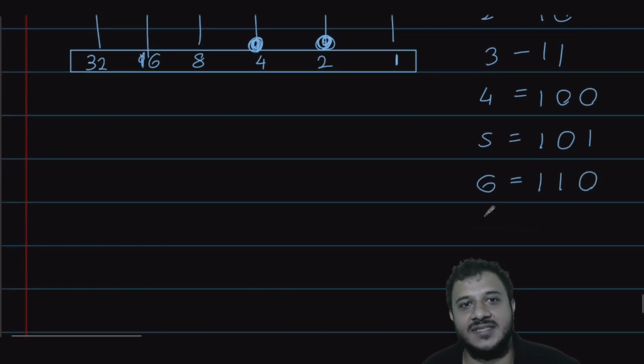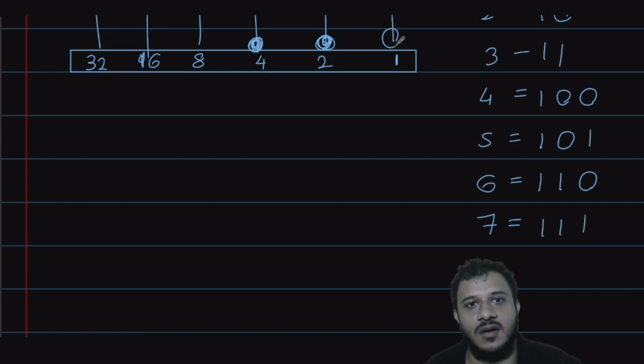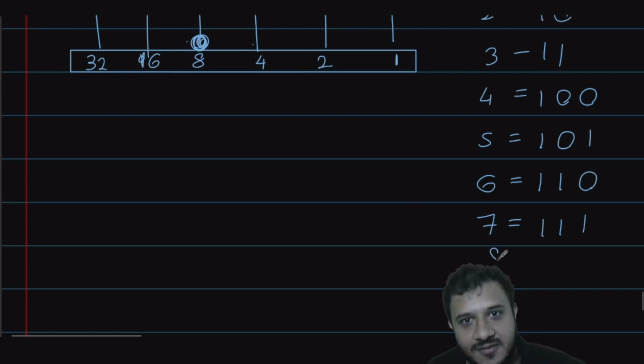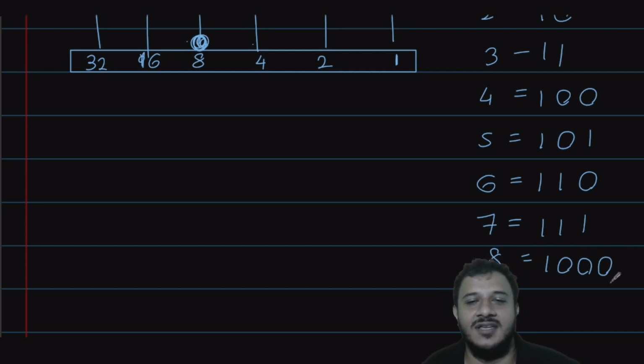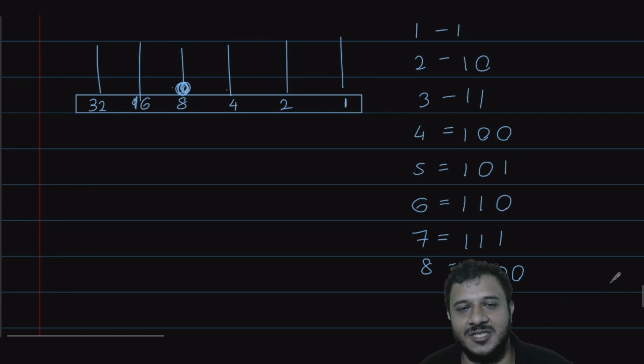Then how to make a 7? 1, 1, 1. Then how to make an 8, Pute? For 8, we can take the pins off and give a 1 here. Just 8 by itself. That will be a 1, 0, 0, 0. Yeah, that's it. Does that make sense to you all? How the abacus of binary numbers works?